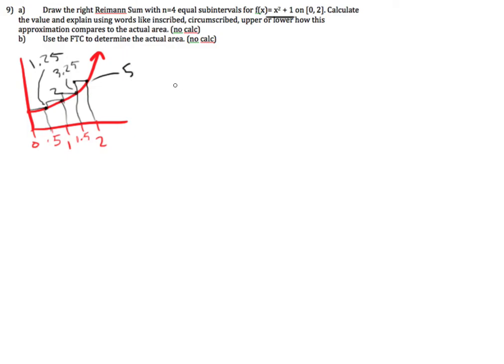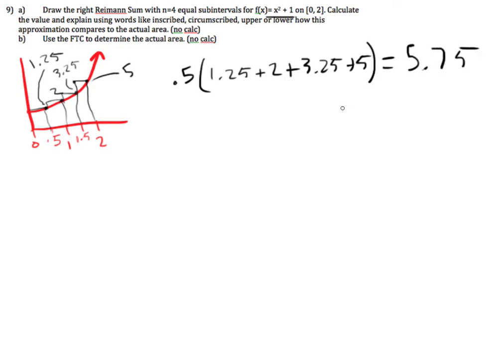So now for the Riemann sum, our width is 0.5, so I'm going to have 0.5 times all of those heights: 1.25 plus 2 plus 3.25 plus 5. Go ahead and just evaluate that, and you will get 5.75 as the approximate area. So these are circumscribed rectangles. They are an upper sum because they're an over approximation for this area. So 5.75 should actually be greater than what we actually find now for part B.